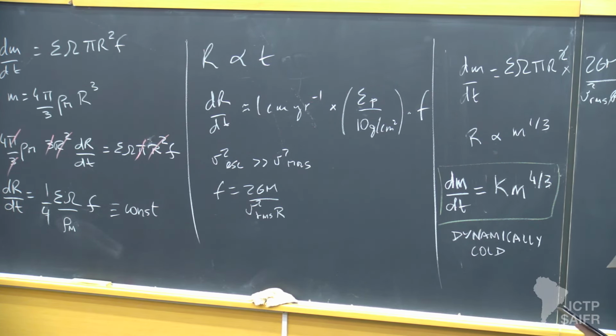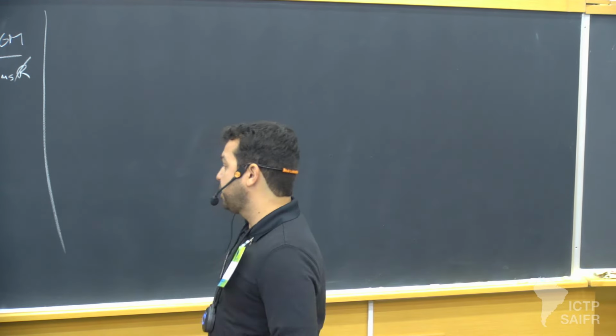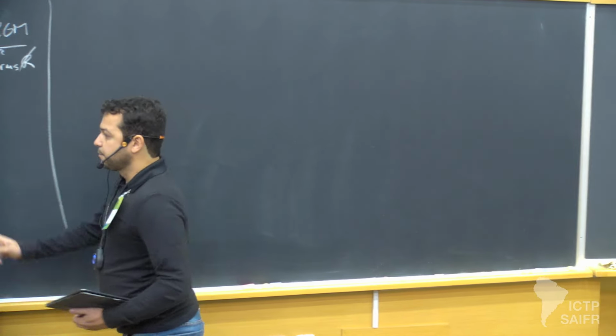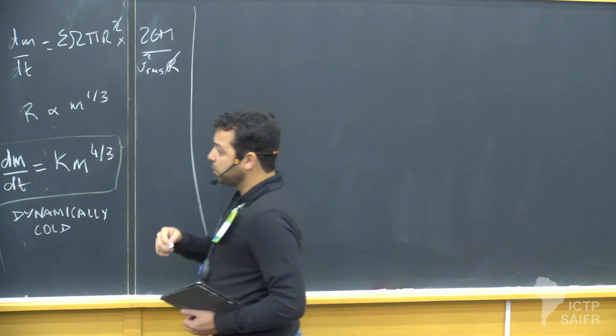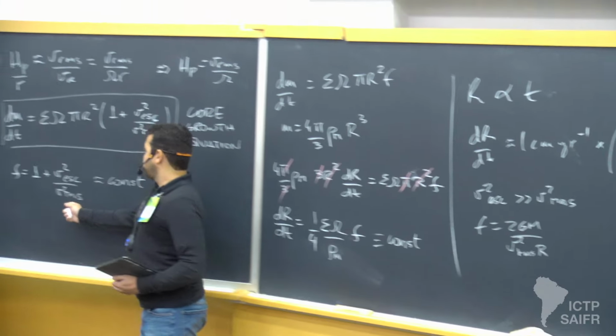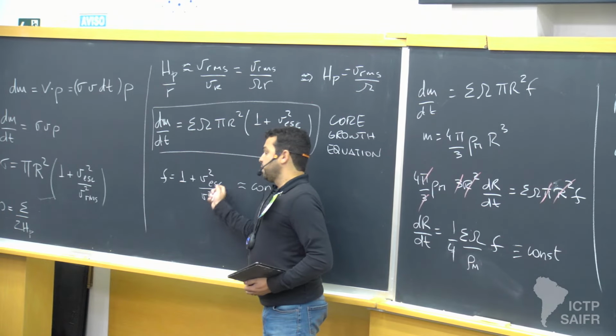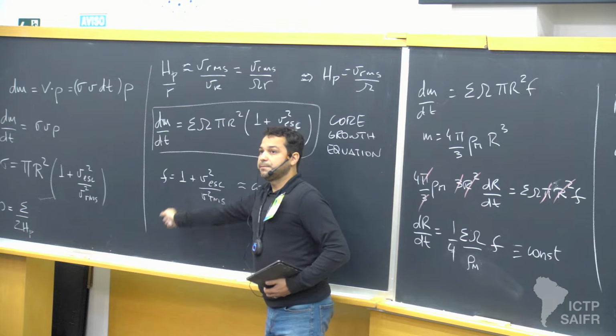And you can find what the opposite limit is. What is the equation for a dynamically hot population? I'm not going to redo the algebra here, but you can do that by simply applying the opposite limit, when VRMS is much, much bigger than the V escape. Then this term here goes to 0 and F goes back to being 1.